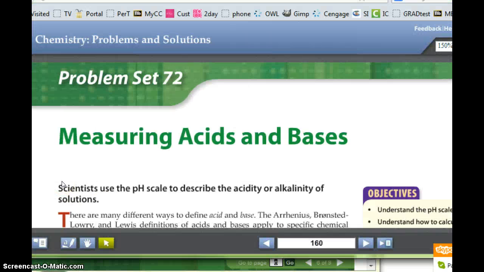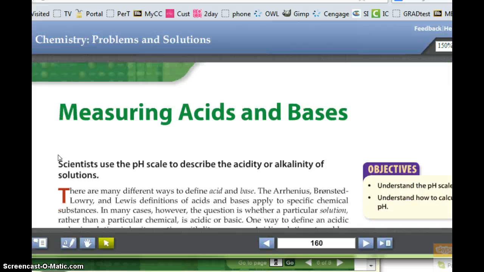And now we have to go through problem set 72, measuring acids and bases. And I'm actually going to pause here and end the video, so we'll start this in our next video to make sure that it all goes on the same video. So go ahead and watch the next one.